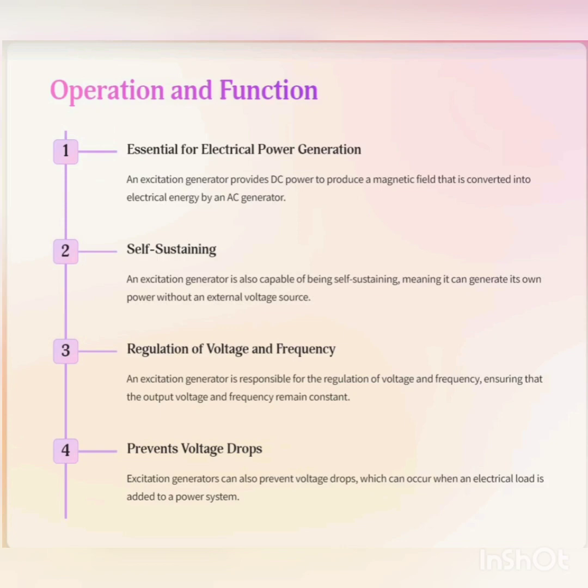The third is regulation of voltage and frequency. An excitation generator is responsible for the regulation of voltage and frequency, ensuring that the output voltage and frequency remain constant. And the fourth, prevents voltage drops. An excitation generator can also prevent voltage drops, which can occur when an electrical load is added to a power system. Then I'm going to explain about the components.